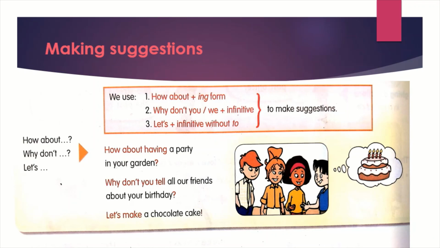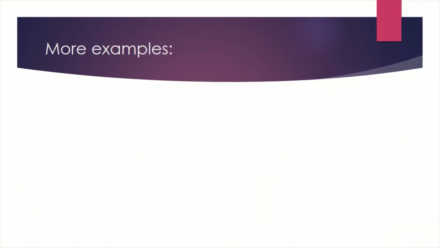And the third one, let's. Let's is always plus a verb without to. We don't need to here. We don't say let's to make. No, let's make, let's play, let's read, let's study, let's watch, let's see. So these are three structures that we use. Let's look for more examples.